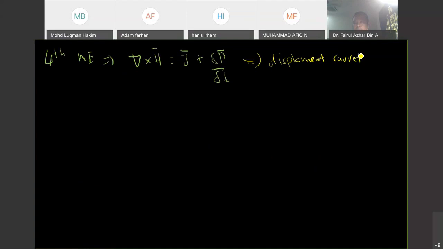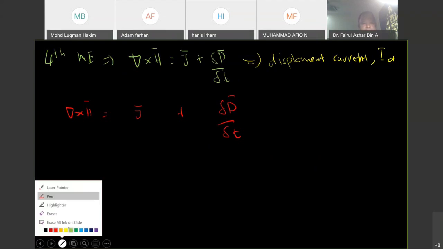Or we represent it by using ID. Before we go to what the displacement current is, let's look at how this equation explains the existence of the displacement current. We have del cross H is equal to J plus del D divided by del t. This is the expression that represents our fourth Maxwell equation.